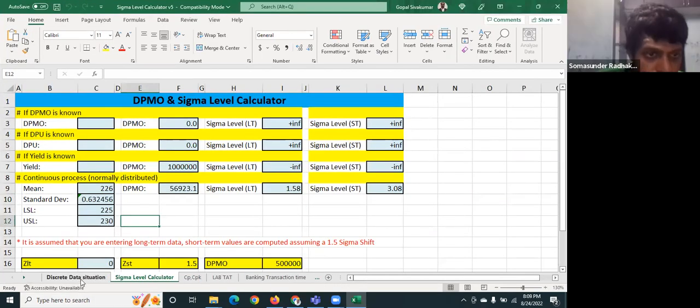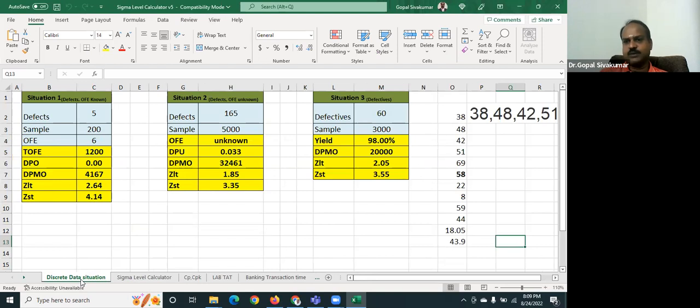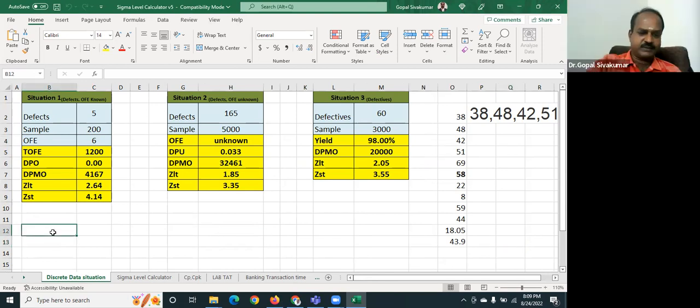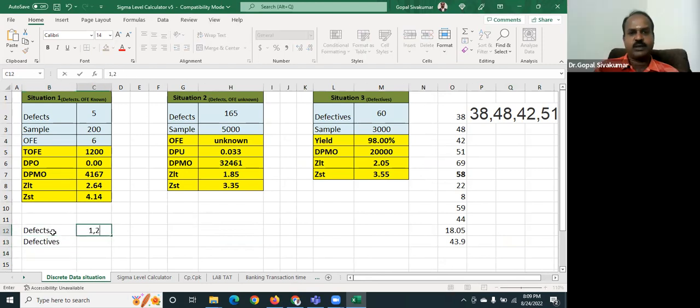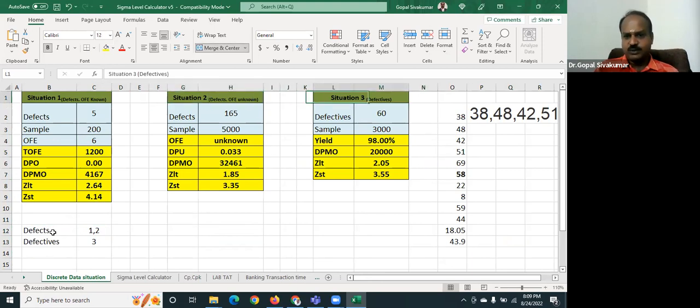Now, if you have a discrete data situation, you know what a discrete data situation is? You are dealing with defects and defectives. Defects means scenario 1 and 2. Defective means scenario 3. Scenario 1 is here, scenario 2 is here, scenario 3 is here. So now let us go to scenario 3.